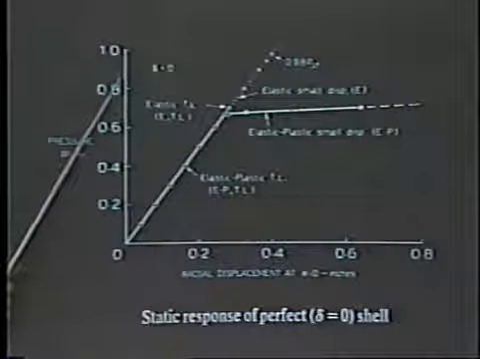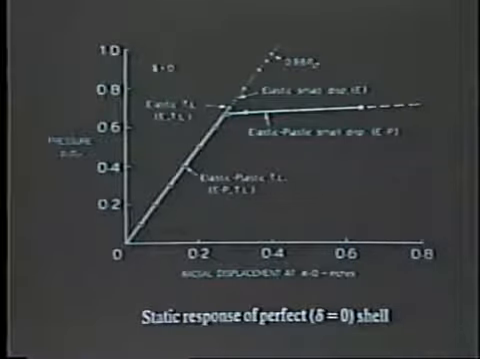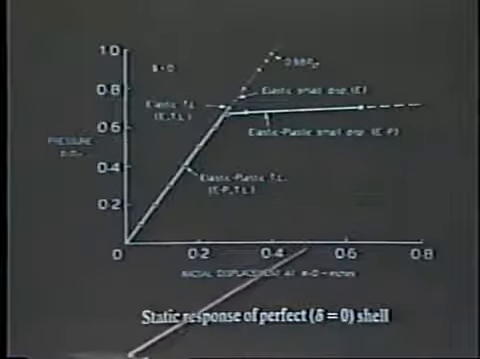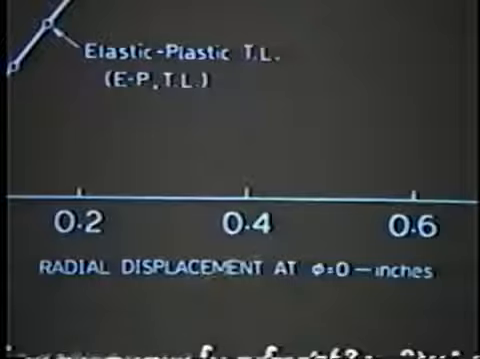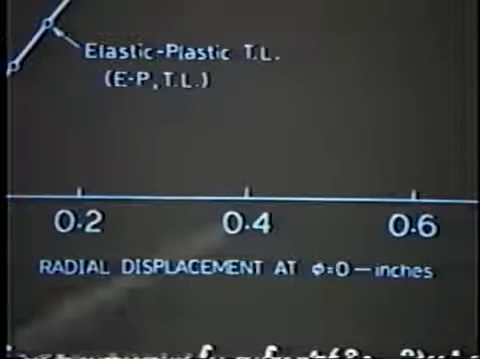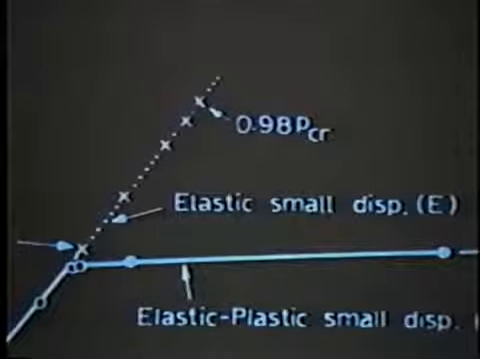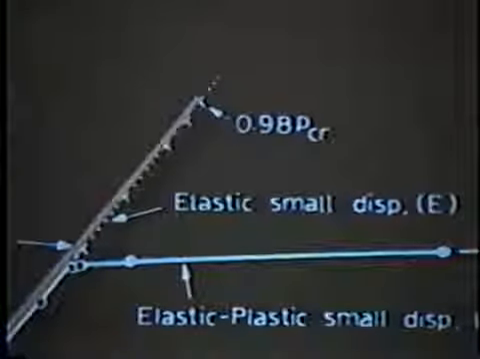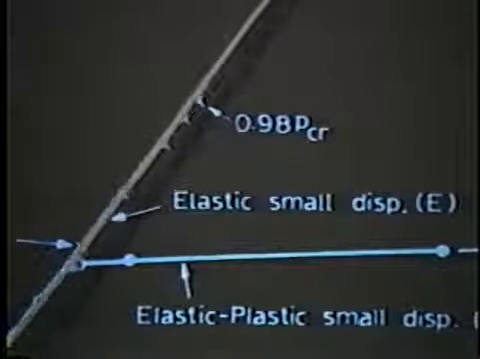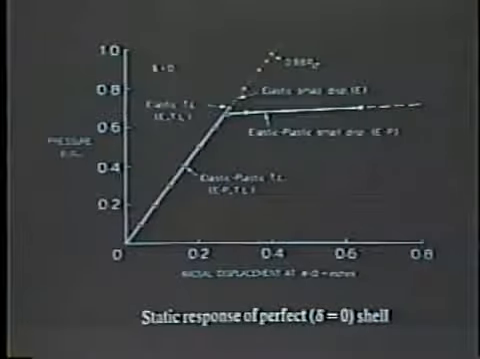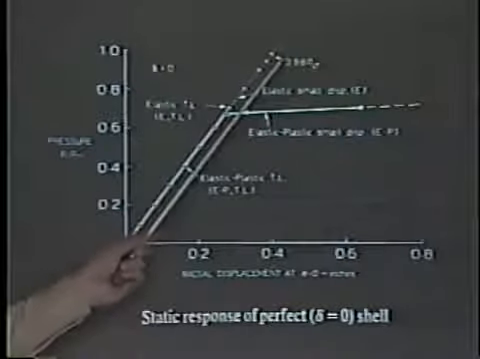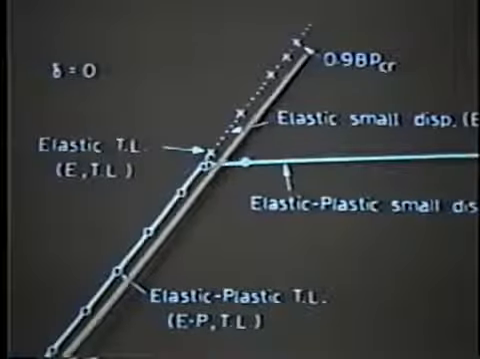On this axis we plot P over PCR, where PCR is the buckling pressure of the shell assuming elastic conditions and calculated using an analytical solution. On this axis we plot the radial displacement of the shell at phi equal to 0. The dotted line here shows the linear elastic solution to the shell problem. Notice that these dots, of course, could be continued here. The total Lagrangian formulation, which includes large displacement and large rotation effects, gives us a buckling pressure of 0.98 PCR.